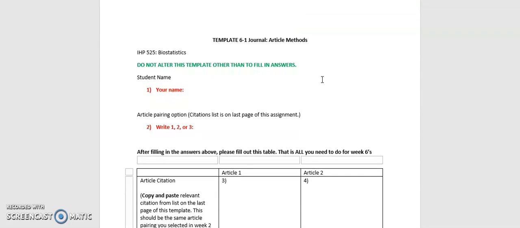And that's it for this template. Again, don't alter anything in this template. Just fill in your answers. You don't need to adjust the margins or adjust the table in any way. Just fill in your answers.